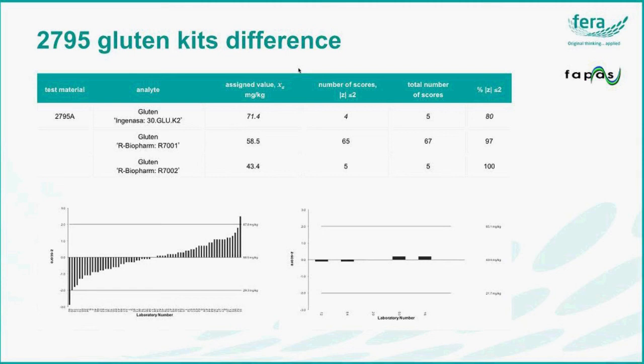Not only can they give different assigned values, they can give very different distributions, as you can see in the charts below.